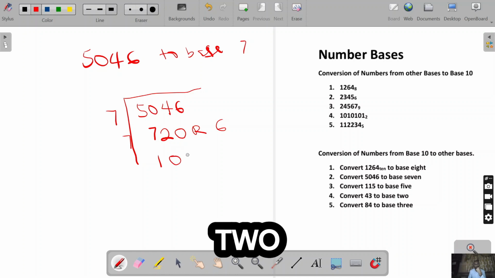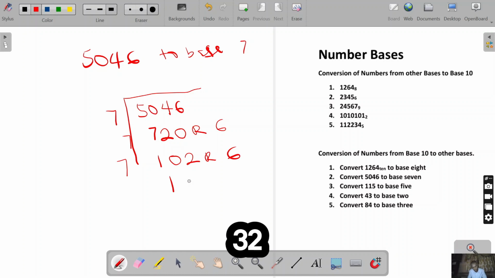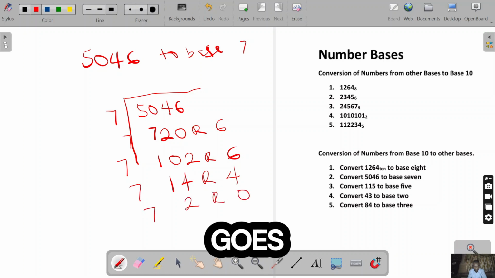In 20 is 2, that's 14. Remainder 6. 7 goes in 102, that's 1. In 32 is 4, that's 28. Remainder 4. 7 goes in 10, that's 1. In 32, 28, that's 4. Remainder 4. I'm correct. Yes, I'm correct. 98 plus 4 is 102. 7 goes in 14 is 2. Remainder 0.